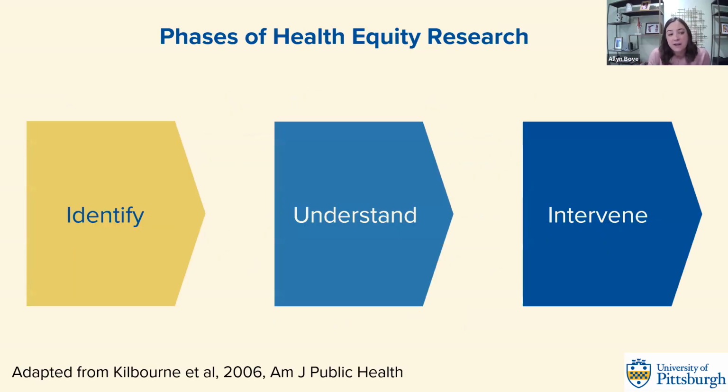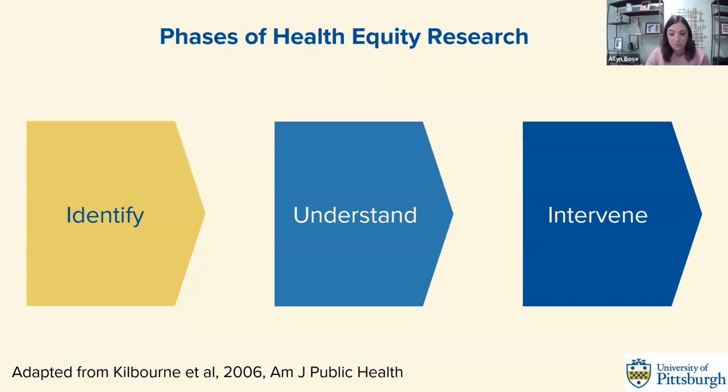Amy Kilborn and colleagues provided a three-phase framework for health equity research. So phase 1 studies on the left here focus on identifying disparities between different groups of people. Most phase 1 studies use large data sets to uncover disparities. An example of a phase 1 study might be a study using Medicare data to describe utilization of physical therapy after a hip fracture between men and women.